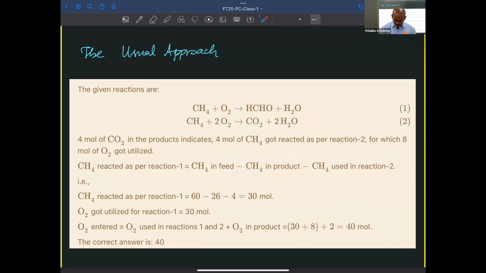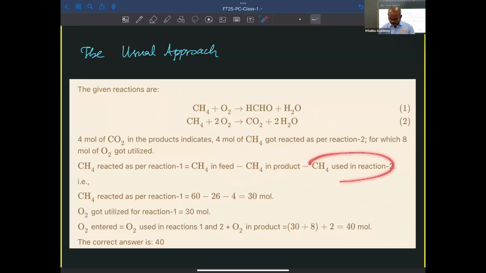Based on the data, there is 4 mole of CO2 in the product, which means 4 mole of CH4 would have been utilized by this reaction, and for which 8 mole of O2 is utilized. From this CO2 we have some information. Then how much of CH4 would have been reacted as per reaction? That is CH4 in the feed minus CH4 in the product. That much only was actually utilized.